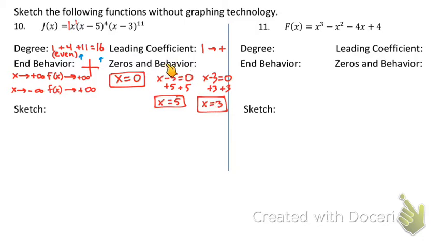Remember, we have two options for behavior. We have it crosses, or it bounces, or is tangent. Okay? And how do we know which one's which? It is determined by the degree. So crosses is an odd degree, and I'll show you where to find that again. If it's tangent, it's an even degree. Okay? So let's check this out.